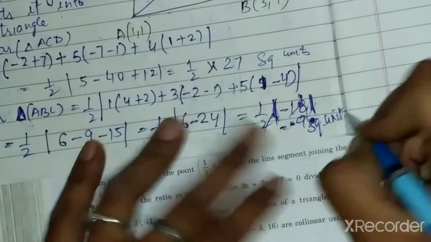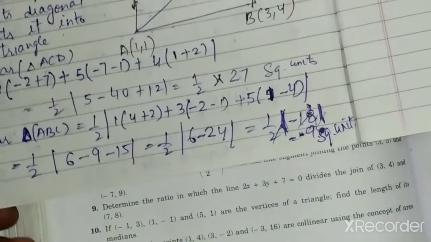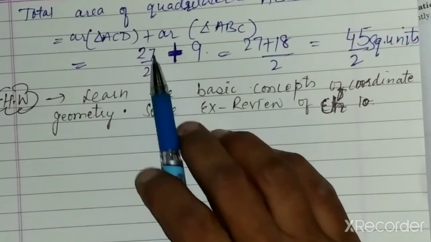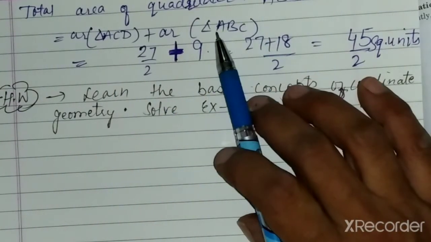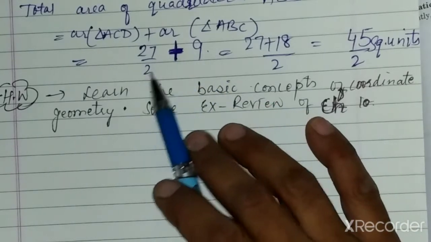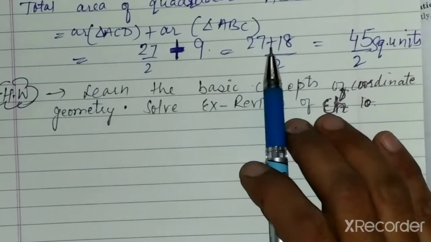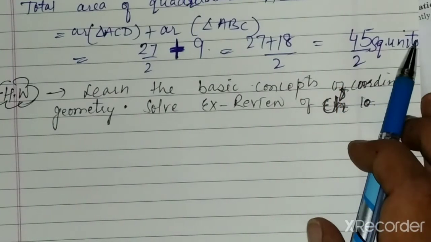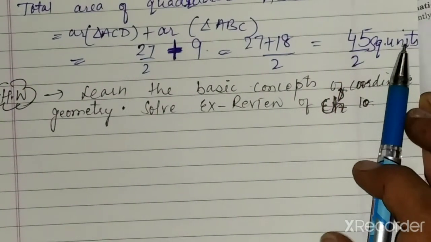Now the area of the quadrilateral will be the addition of these two triangles, area of triangle ACD plus area of triangle ABC. The area of triangle ACD is 27 by 2 square units and the area of triangle ABC is 9 square units. 27 by 2 plus 9 will be (27 plus 18) by 2, that is 45 by 2 square units. So I hope students you understood all the sums.